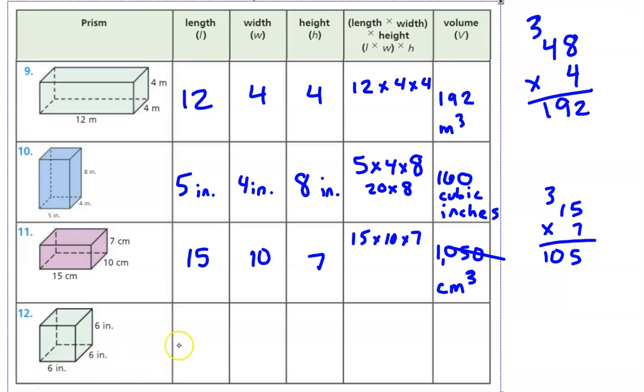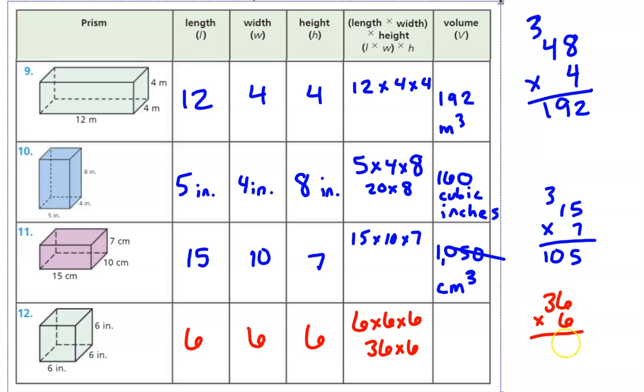And then let's do this last one. This one's pretty easy. All of my dimensions are 6. So 6 inches, 6 inches, and 6 inches. So that means I'm going to multiply these together in any order of 6s. It doesn't actually matter. So 6 times 6 is 36. So you'll end up doing 36 times 6.